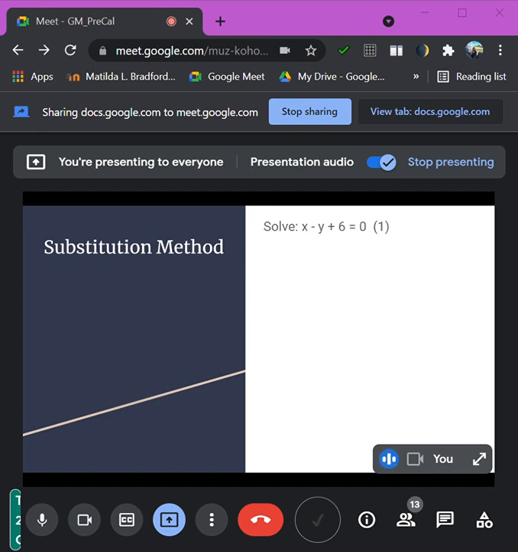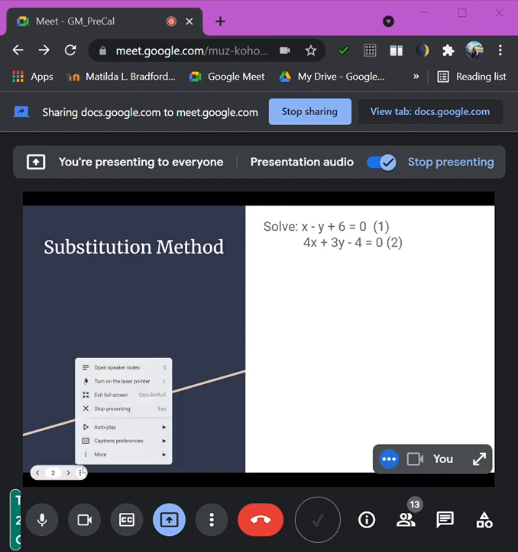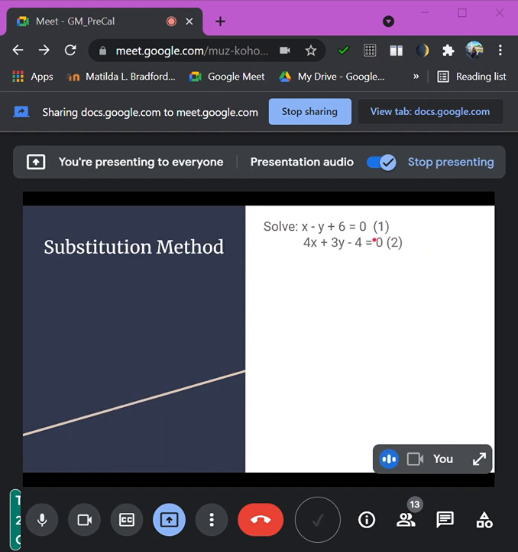So we are going to start by reviewing the substitution method. Here is the given: x minus y plus 6 is equal to 0. And the second equation is 4x plus 3y minus 4 is equal to 0. As you can see, what is given here is two equations. What we are going to do is find ways to get the values of each variable.